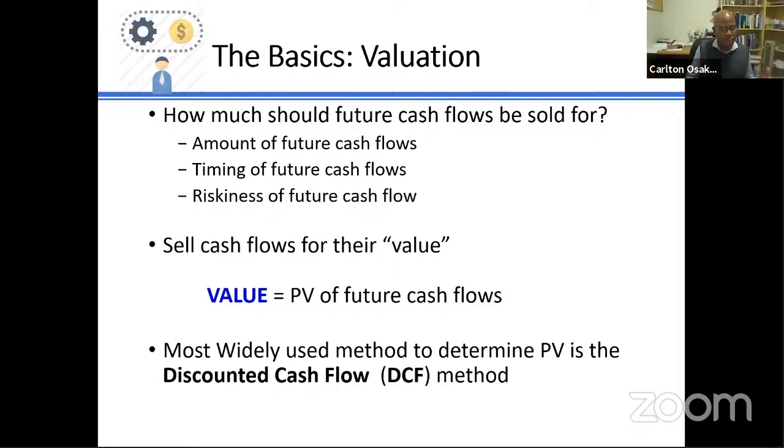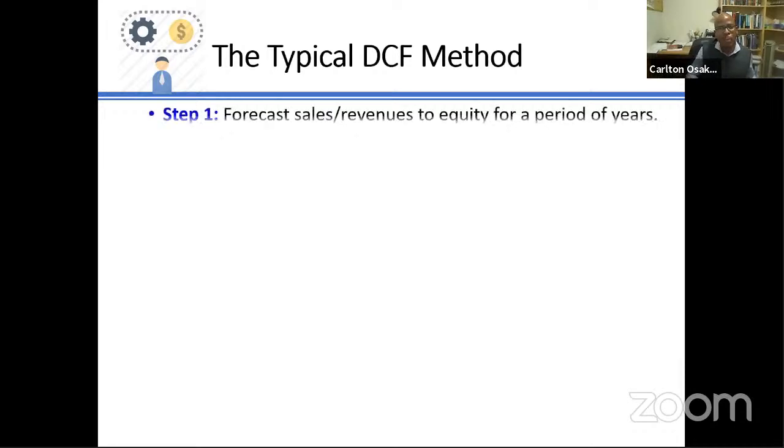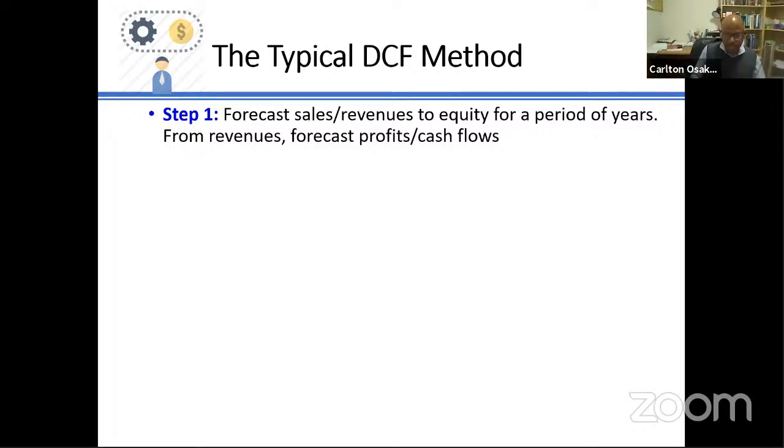And the most common method that's used to determine this present value is the so-called discounted cash flow method, where you look at the riskiness of the cash flows and you use that to determine an appropriate risk-adjusted discount rate, okay? So the typical discounted cash flow method then has these steps. Step one, of course, is you forecast out your sales and revenues to the equity for a period of years. And from the revenues, you forecast out what the profits are to the equity of the firm.